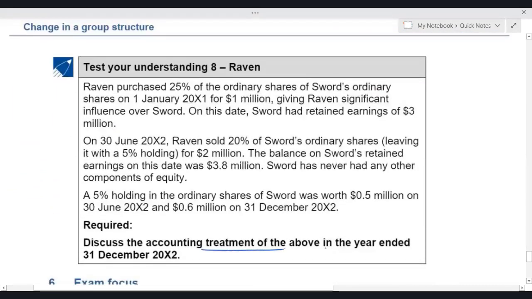Discuss the accounting treatment of the above in the current year ended December X2. Raven purchased 25% of the ordinary shares of Swords on January X1 for $1 million. Okay, so this $1 million is your cost of investment.